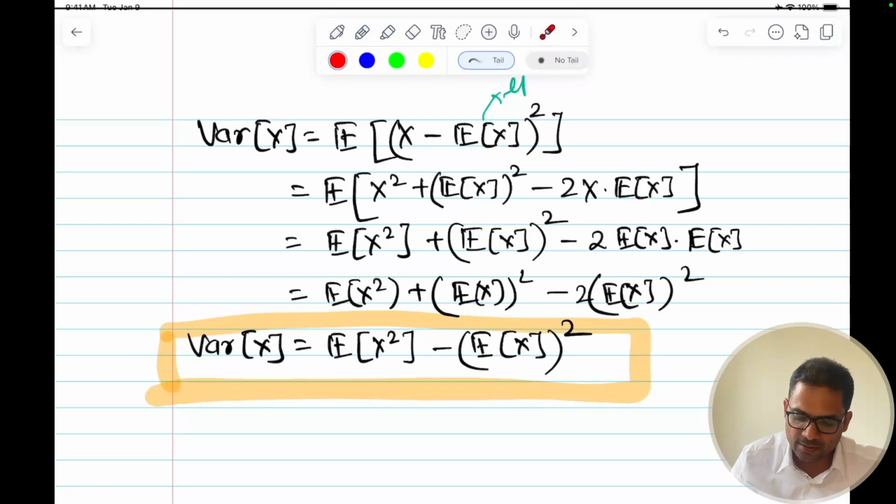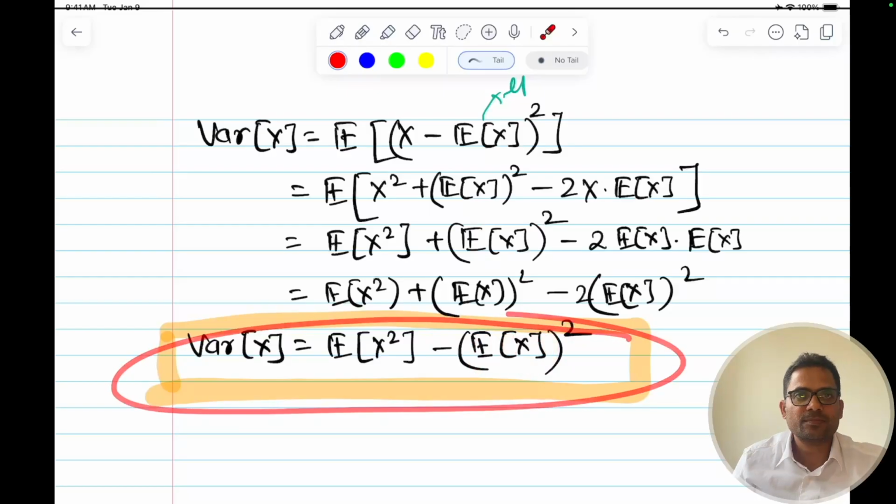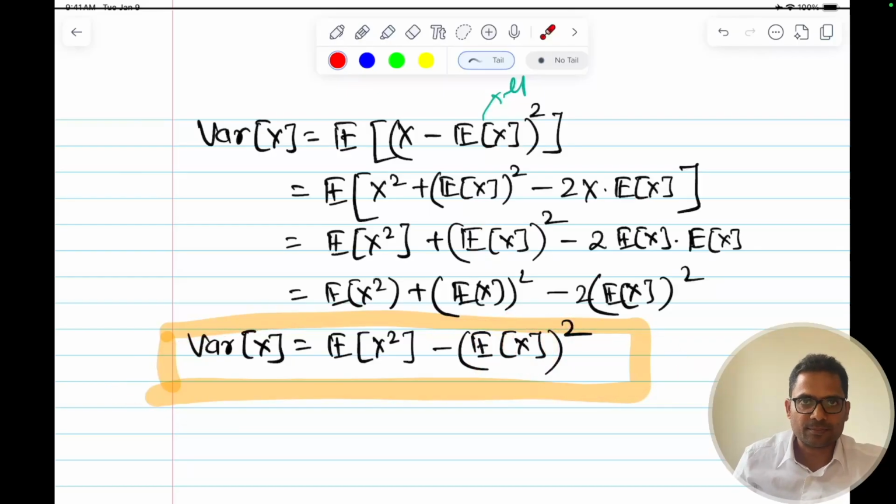This is how it is defined. Variance of x is expectation of x square minus expectation of x whole square. So expectation of the second degree term and the expectation of first degree terms whole square. This will give me the variance. I hope the variance is clear.